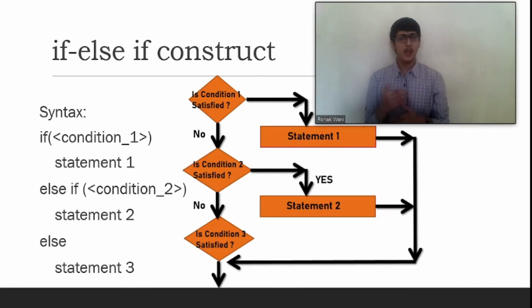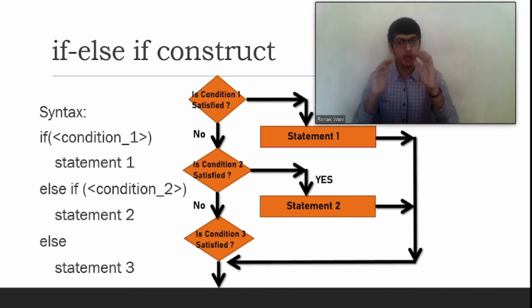Here is the if-else-if construct diagram and syntax. So what is the syntax exactly? If condition 1, then statement 1. Else if condition 2, then statement 2. Else statement 3. It is a simple syntax. What does the syntax do exactly? Let us understand it from the diagram.